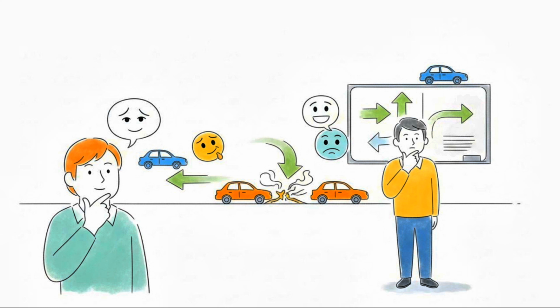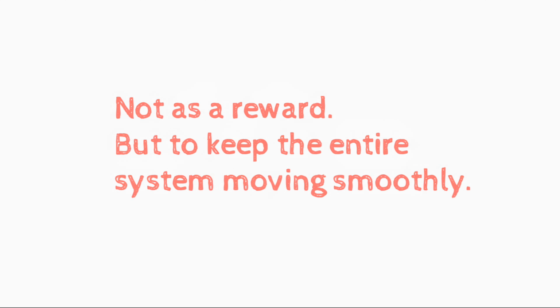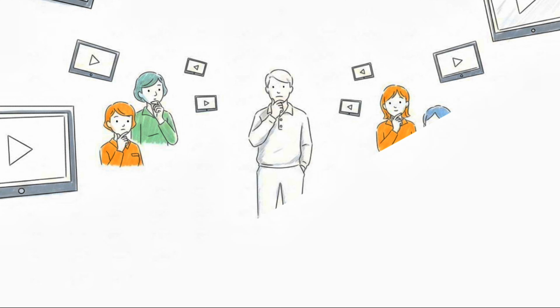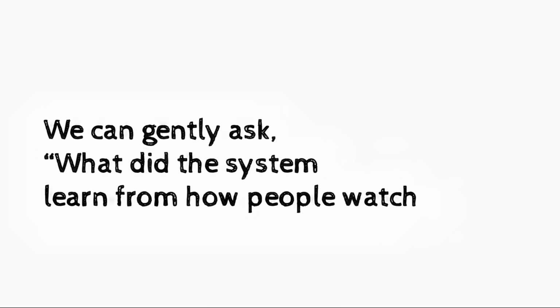If a road becomes crowded or slow, traffic is redirected. If a road is smooth and fast, more cars are centered there. Similarly, shorts that keep users watching are routed to more people, not as a reward, but to keep the entire system moving smoothly. This understanding changes how we think as creators. Instead of asking, why didn't my video go viral? We can gently ask, what did the system learn from how people watch this?